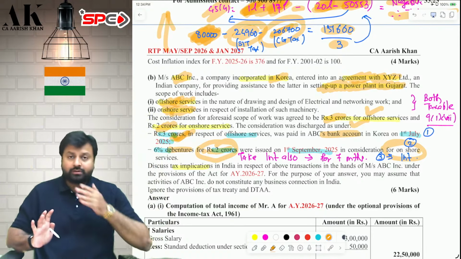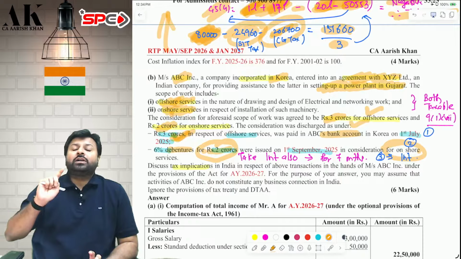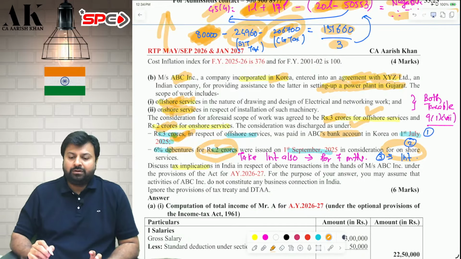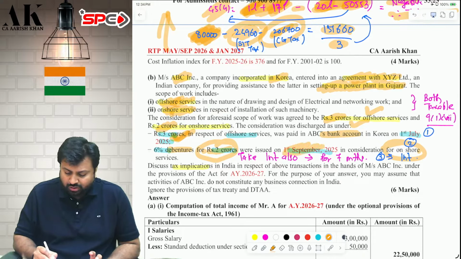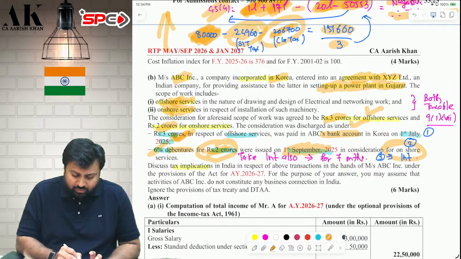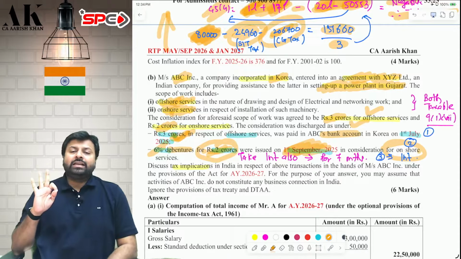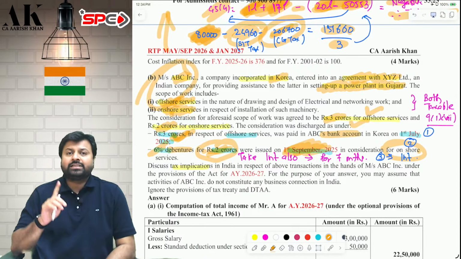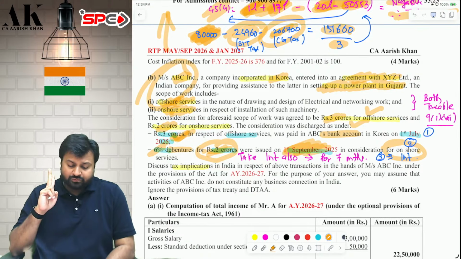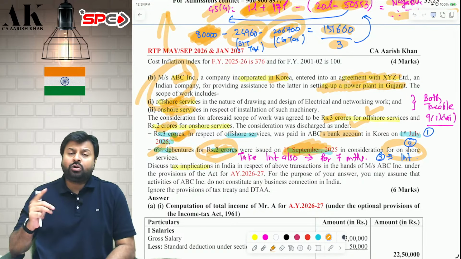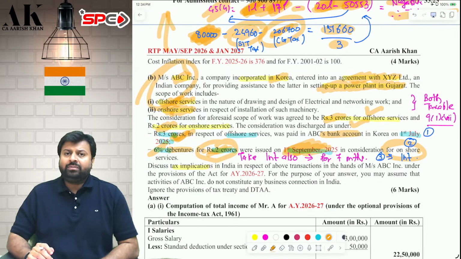So that 2 crore is also taxable, and interest on that 2 crore debenture will also be taxable for 7 months because the debentures were issued on 1st September. Therefore, 2 crore into 6% into 7 by 12, this will also be taxable. So in all, there are 3 incomes which will be taxable in the hands of XYZ INC. One is onshore service of 2 crore, offshore service of 3 crore, and interest on debentures. All 3 of them will be taxable in India.